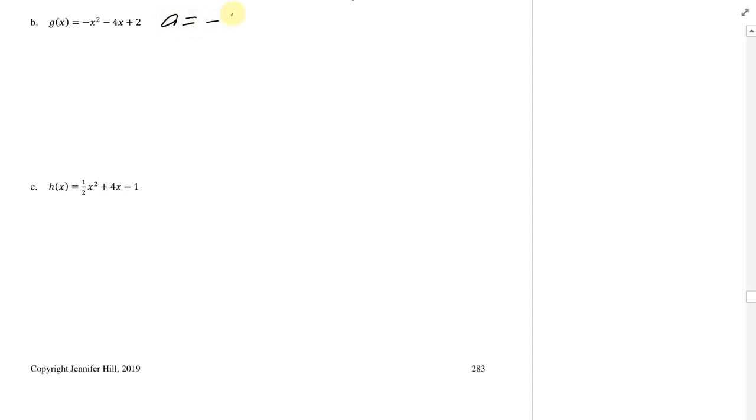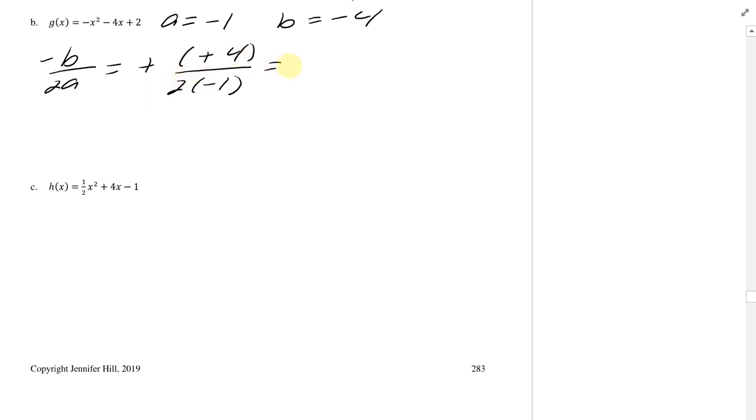Okay, so in this case, my A is -1 and my B is -4. So if I plug this in, this will look like this. So we have a lot of negatives here, right? As I look at this, this negative and this negative will cross each other out, but there's no other negative to cross out this one. So this is really 4 divided by -2. So this equals -2. Okay, so now I have to plug that into my function.